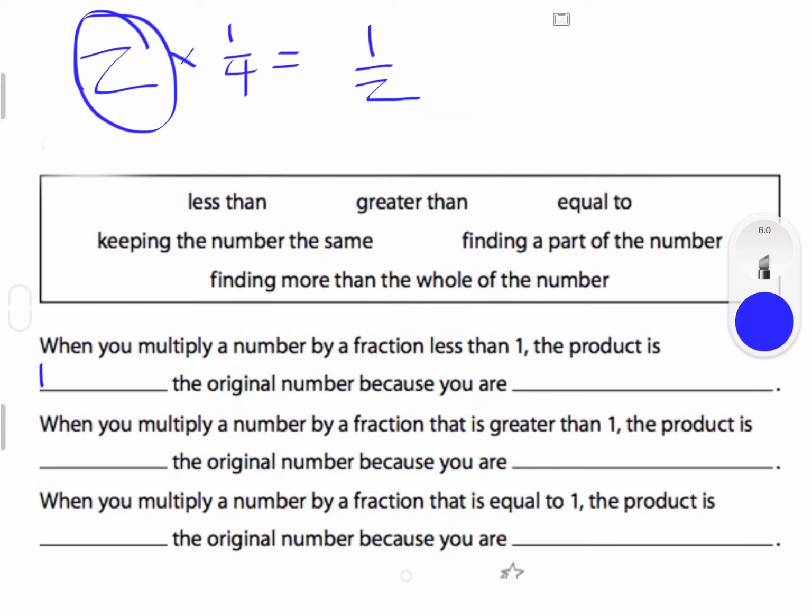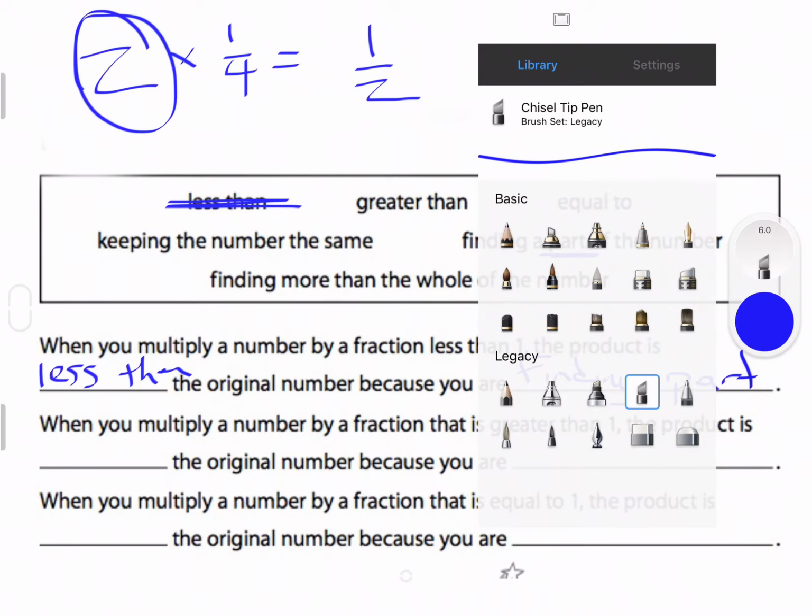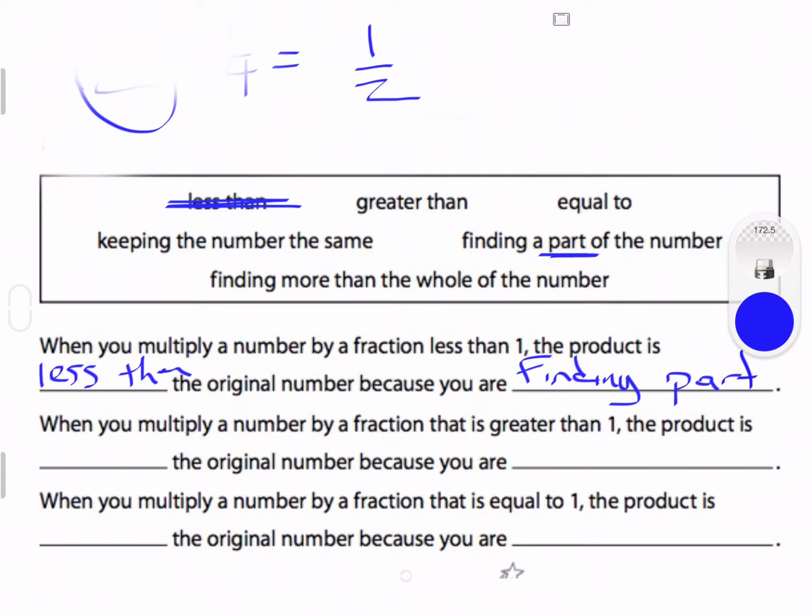That's what you write. Less than the original number. Because you are finding a part of the number, a piece of it, a fraction of it. That word part is going to be your clue. So finding part of the number.